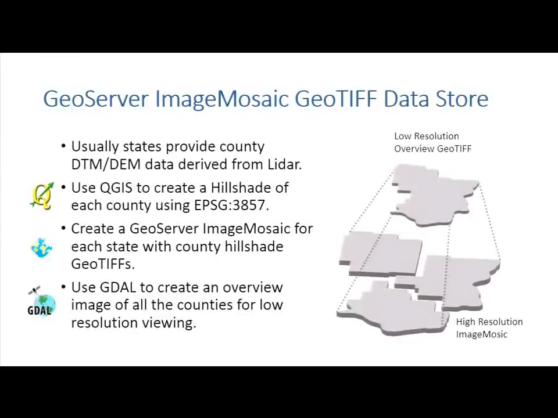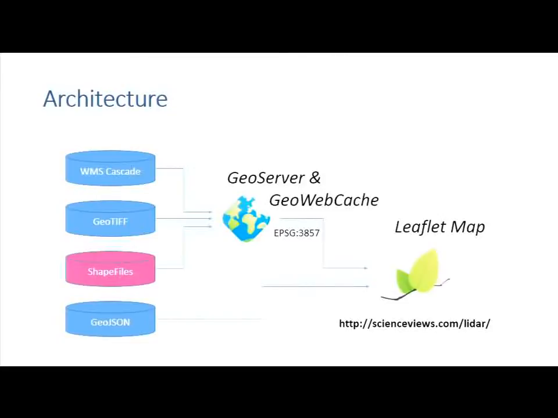Now, one of the problems I found is that when you're zoomed out, if the user requests a tile that's a low resolution, GeoServer has to literally go read every geotiff to create the image. So what I did is I used GDAL to create an overview image. So that's what is used when the user is requesting a low resolution image. And when you get zoomed in to a certain point, then it jumps to the individual county tiles, geotiffs.